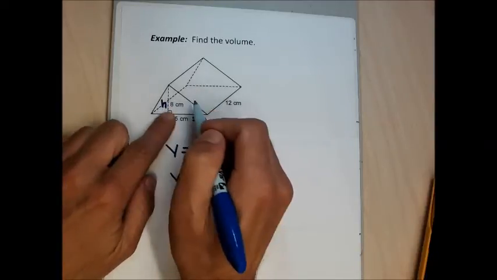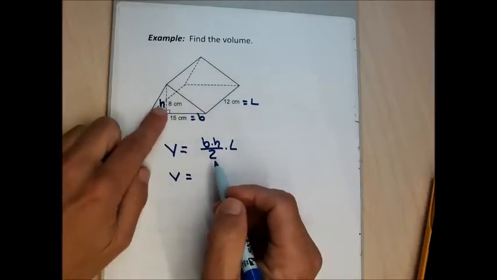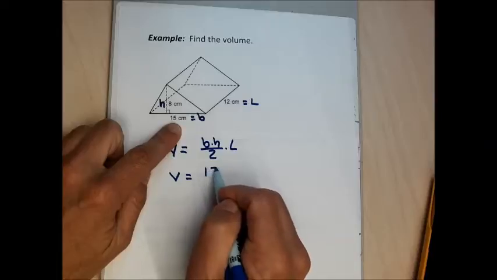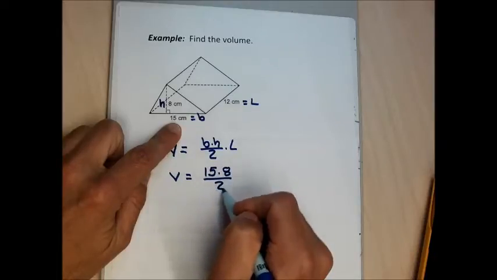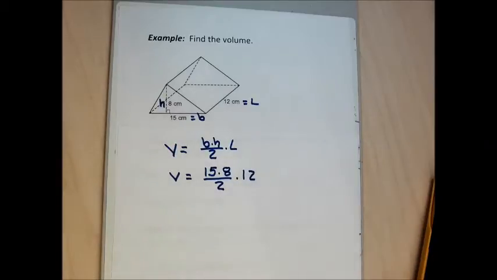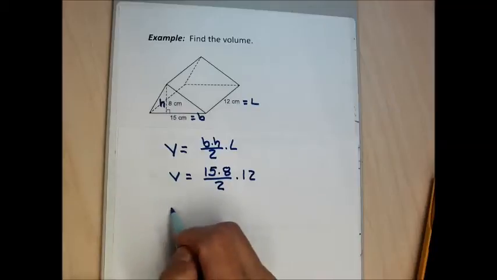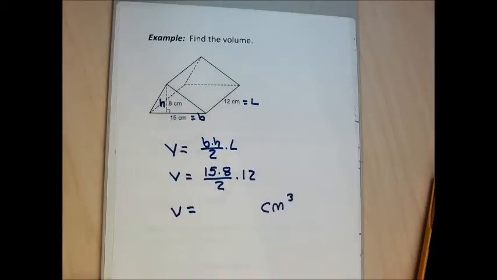The height is from the triangle, which is the 8. And the length is from the rectangle. So my volume is going to be 15 centimeters times 8 centimeters over 2 times 12. Notice I didn't sneak the units in. This is because I know what the units are going to be. The units are going to be cubic centimeters, and I don't need to write those.